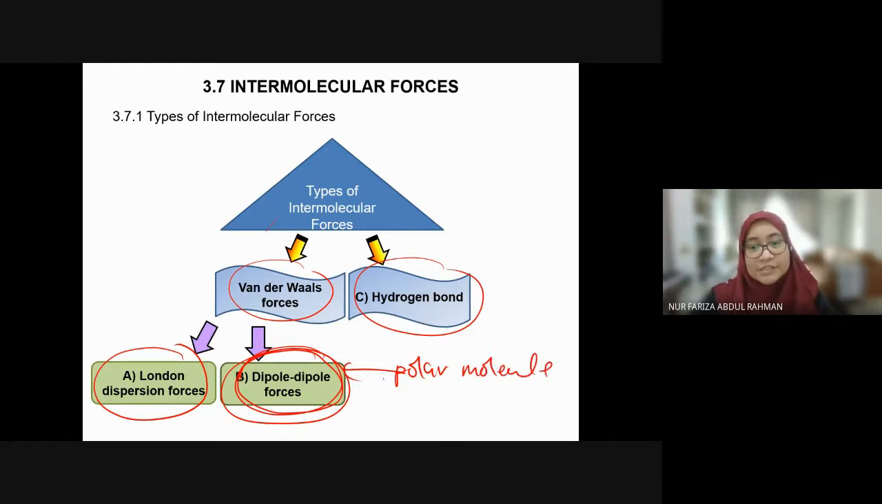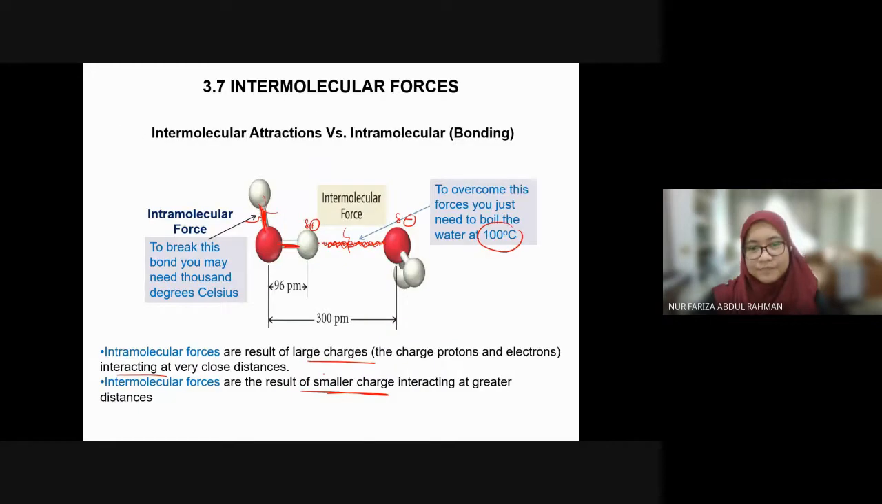Kenapa? Because dekat polar molecule dia ada positive and negative, partially positive, partially negative ends. So that is what we call dipole. So this dipole, bila dia ada dipole, then only it can have dipole forces. Tak ada dipole, that means macam mana nak ada dipole forces? Kalau dia non-polar, so there should be no dipole forces. Okay, alright.